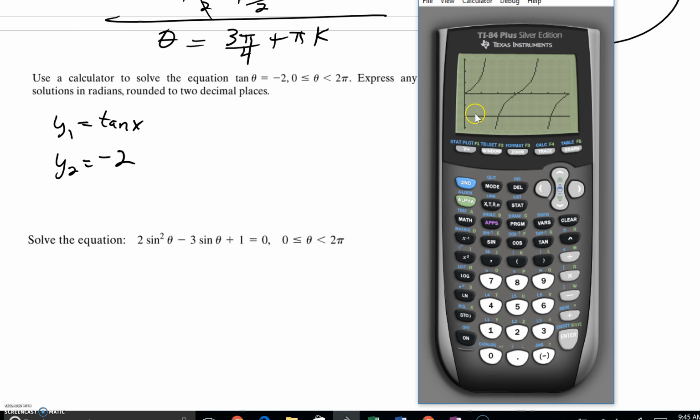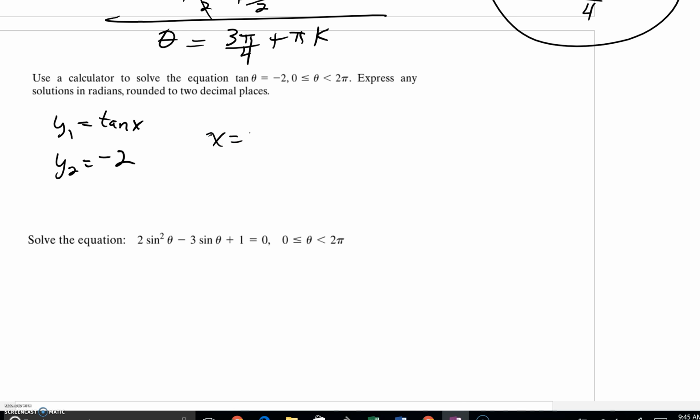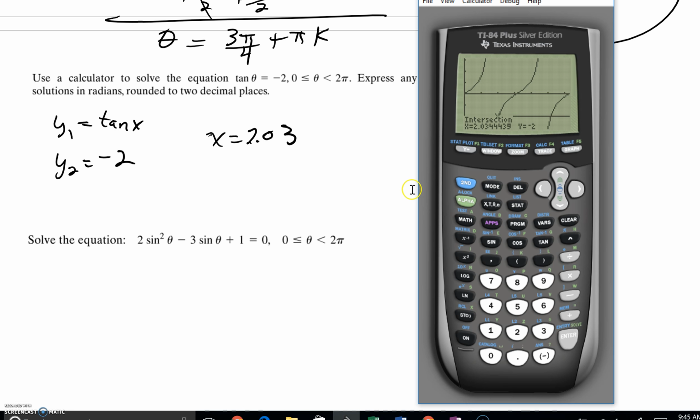But what's going to happen is, you can see this is the line y equals negative 2. It looks like there will be 2 points of intersection. What you do is you go second calculate, and you'll hit intersect. It'll say first curve. You can hit enter. Second curve, hit enter. It'll say guess where you think it crosses. Well, we can come right over here. One of the answers evidently will be 2.03 radians. The other, if we were to get that thing graphed out, the second point of intersection would be 5.18.